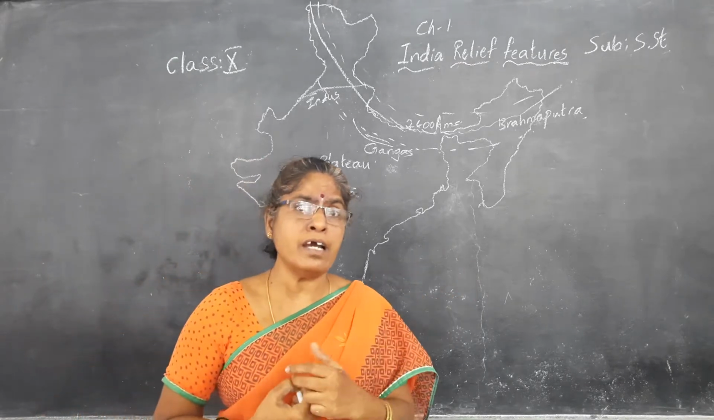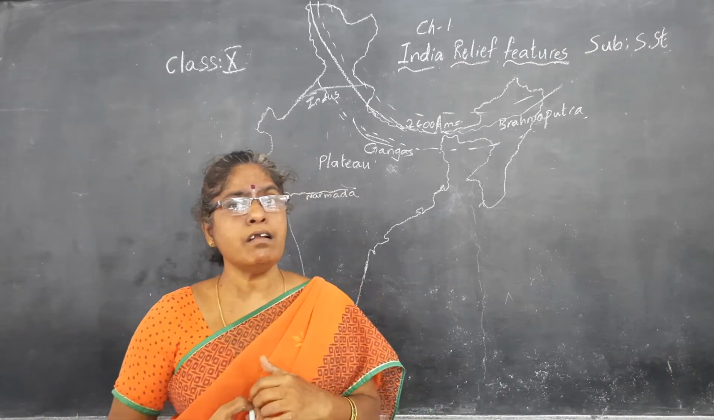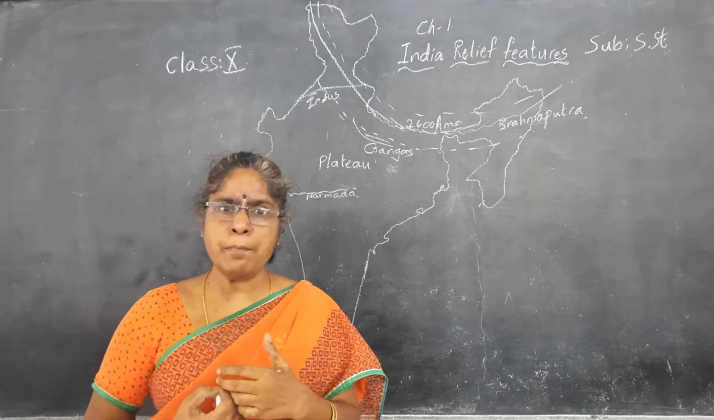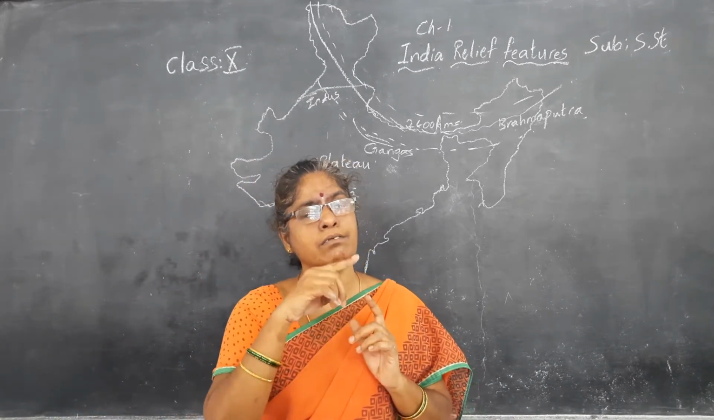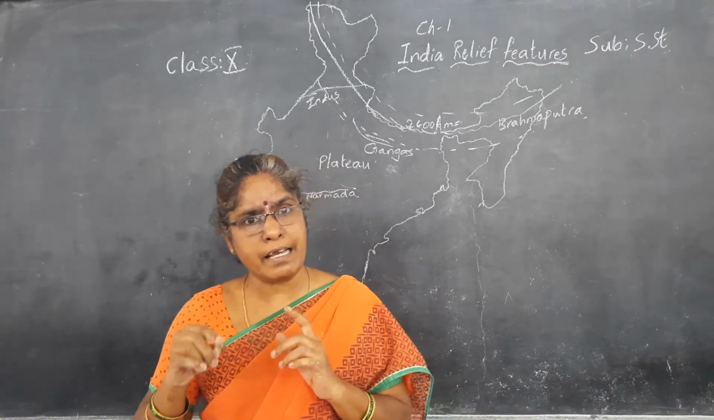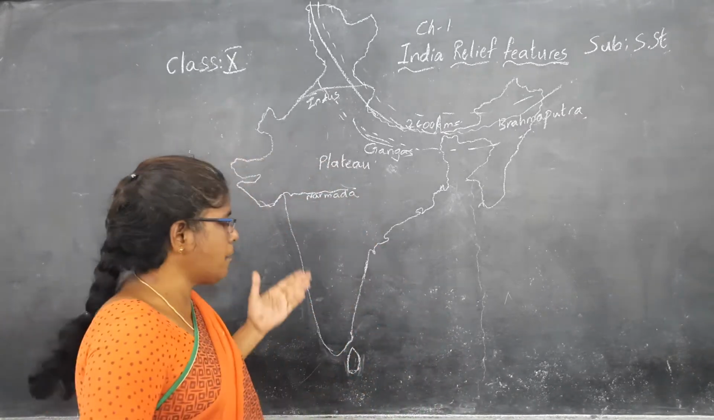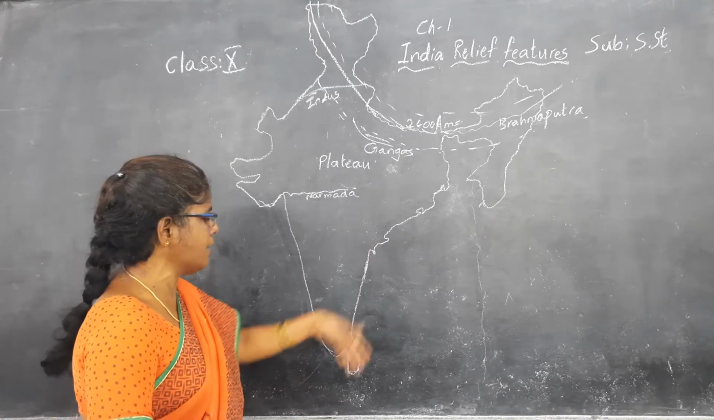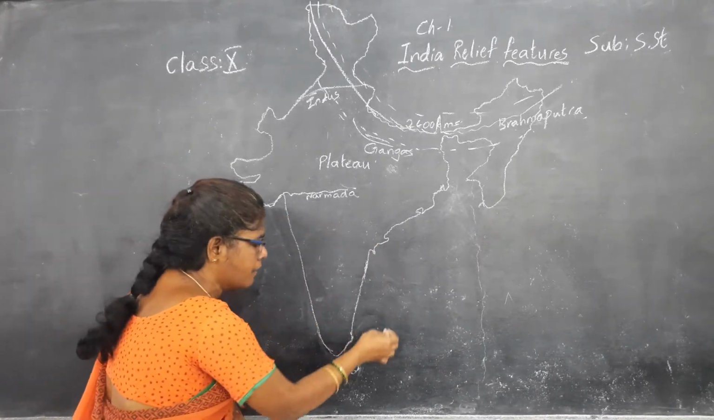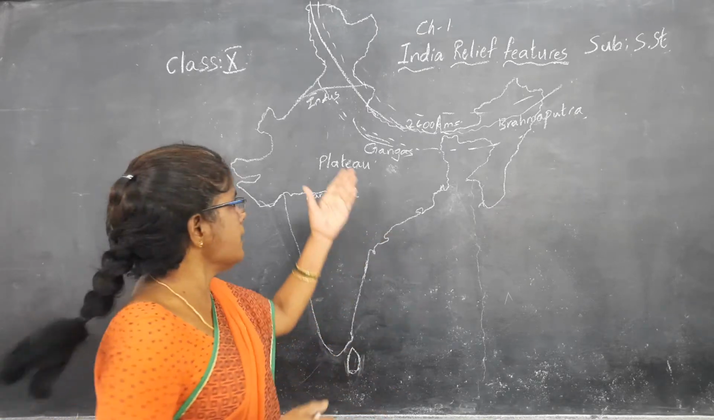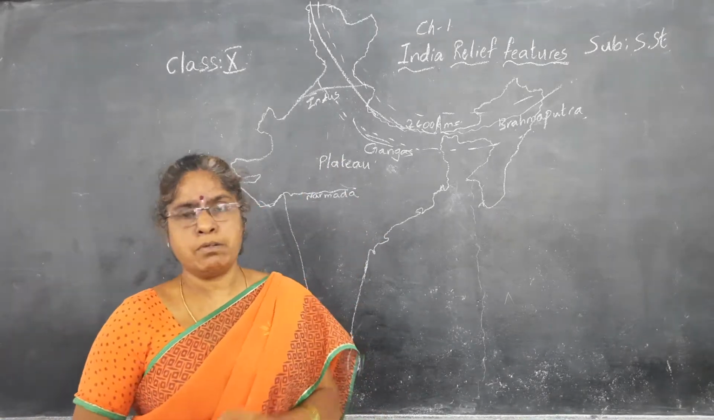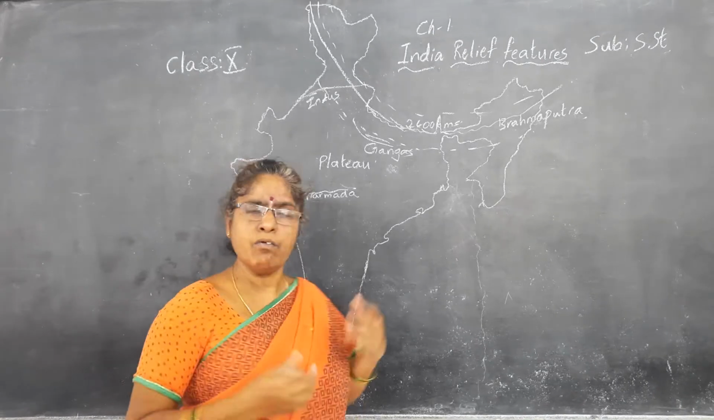Before going to learn about the peninsular plateau, we have to learn about a peninsula. What is a peninsula? A land which is surrounded by water on 3 sides. India is a peninsular country because our country is covered with water on 3 sides. So it is named the peninsular plateau because 3 sides are covered with water.